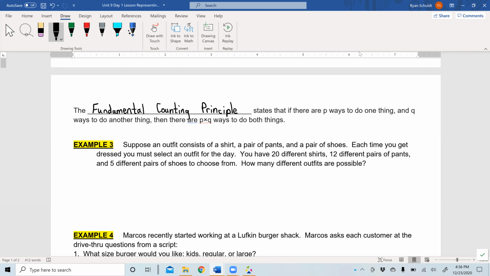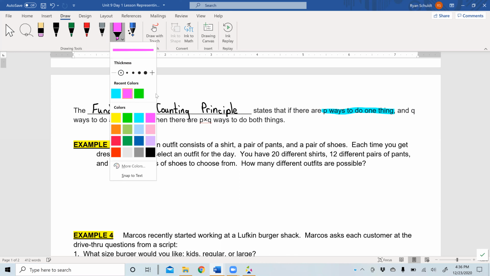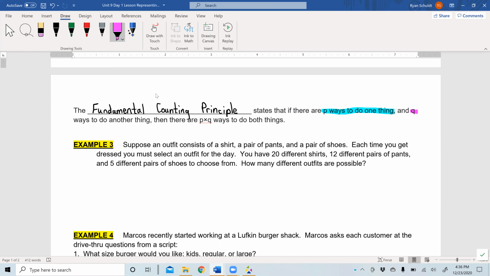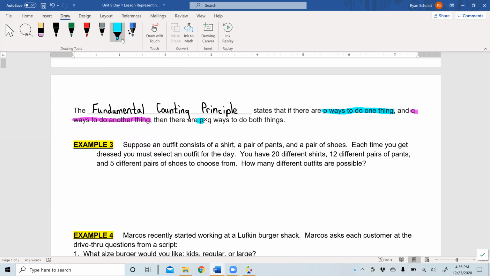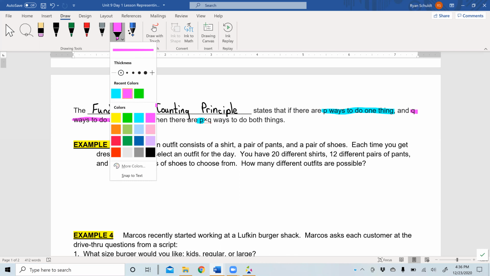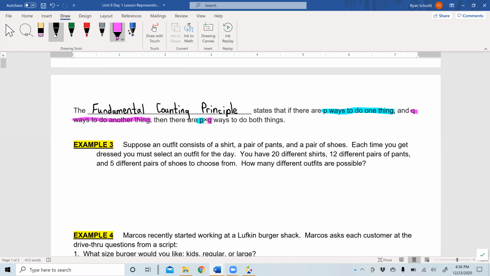let's look at an example with the fundamental counting principle and let's see what it says. So simply put, it says that if there are P ways to do one thing, let's highlight that. There are P ways to do one thing. And then there's Q ways to do another thing. Q ways to do another thing. Then there are P times Q ways to do both things. P times Q ways to do both of those things together.